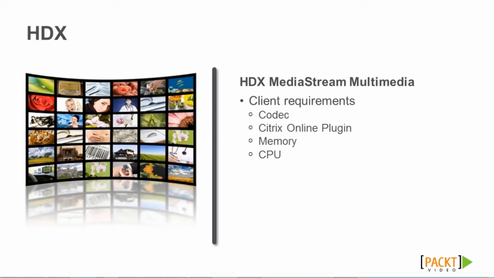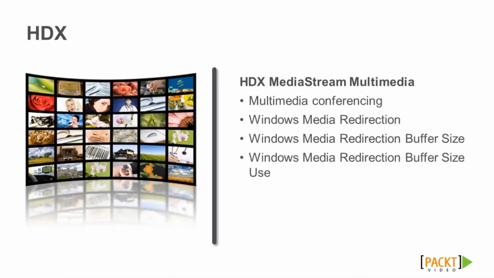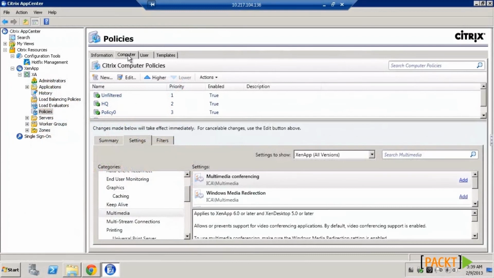The following are the client machine's requirements to use HDX Media Stream Multimedia Acceleration. The codec required to decompress and play the multimedia file must be installed on the client machine. The Citrix Online plugin must be installed on the client machine, and the client must have enough memory and CPU available to process the multimedia playback. The following Media Stream Multimedia policy settings can be found in the App Center Policy Manager. Under the Computer tab, ICA, then select Multimedia.